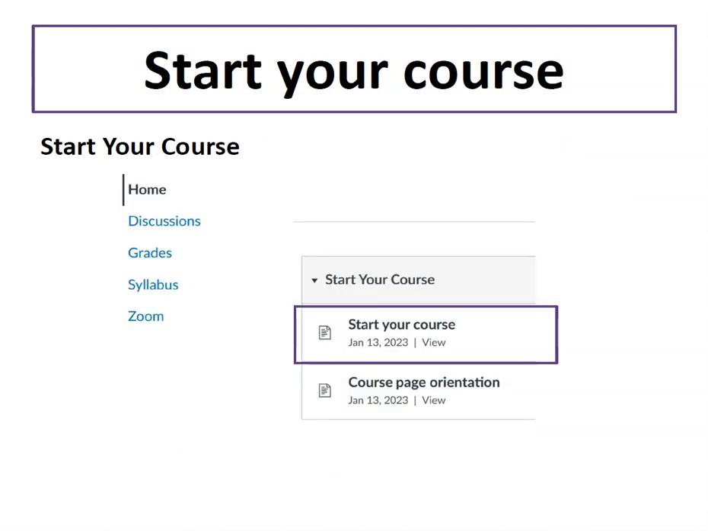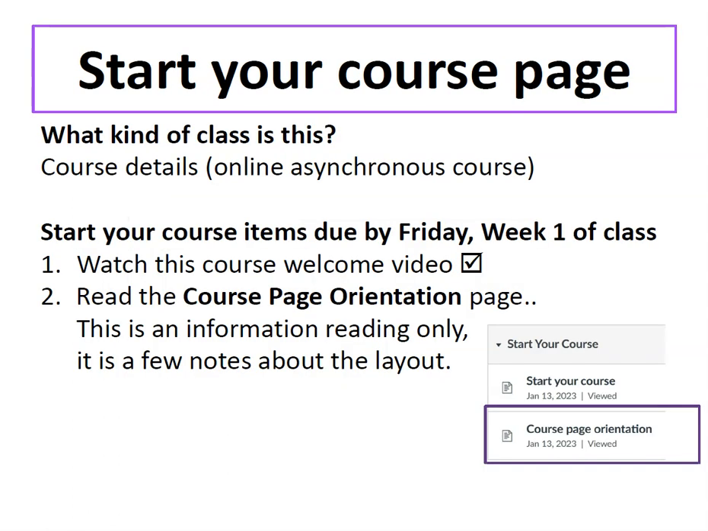When you're in our Canvas page, you'll see at the top a module that says Start Your Course. So click on that to open it, and then click on the Start Your Course page. When you get to the Start Your Course page, it will tell you what kind of class this is. It's an online asynchronous class. That means we don't have any meetings. And then there are some Start Your Course items to do the first week of class.